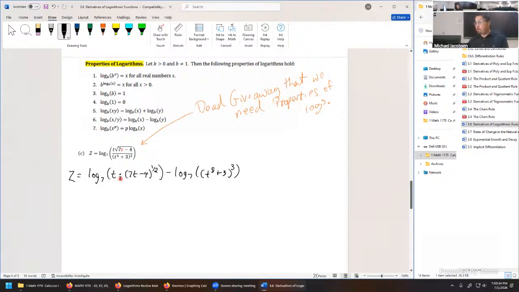We can split a quotient. Now over here, we want to use property number 5. We can split a product. So we can say that this is also equal to log base 7 of t. In the product rule, we have a plus. In the quotient rule, we have a minus. And that's true whether you're talking about calculus or properties of logarithms. So go plus log base 7 of 7t minus 4 to the power 1/2. And then I'll just copy this one in as well, just as it is so far. Minus log base 7 of t to the power 5 plus 3, to the power 3.